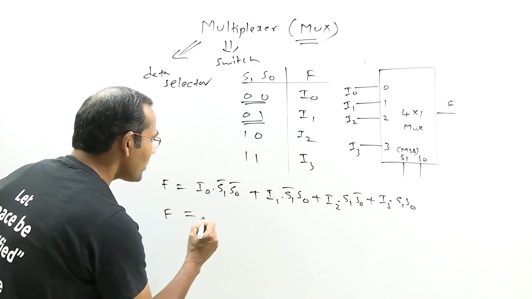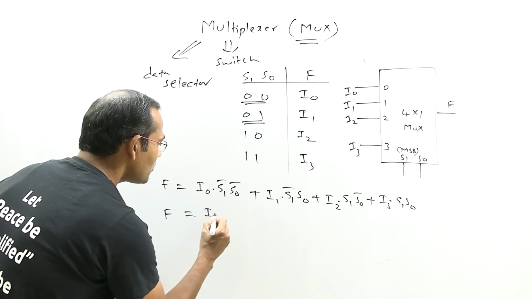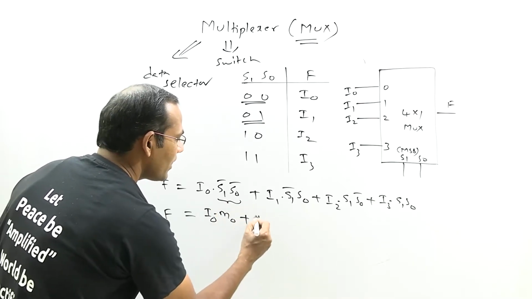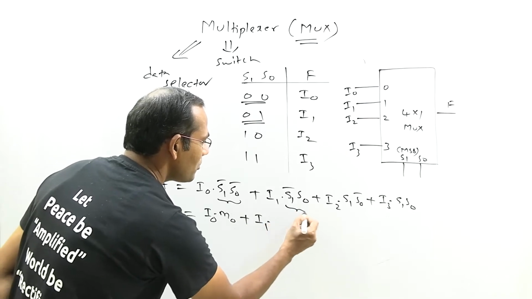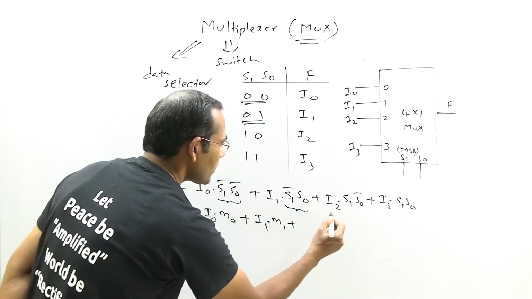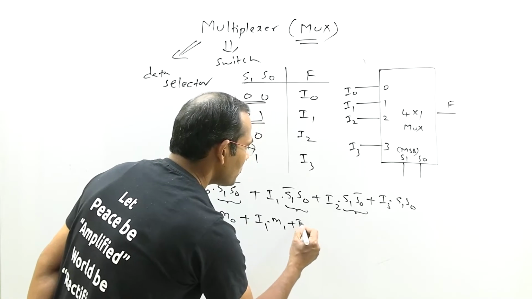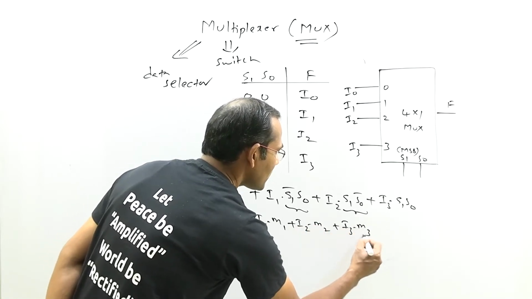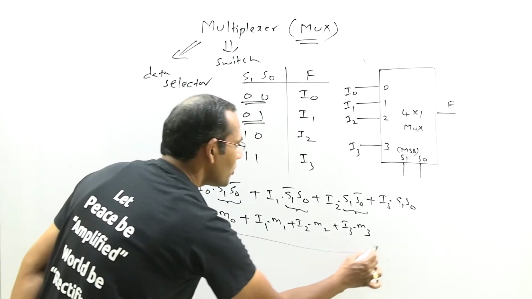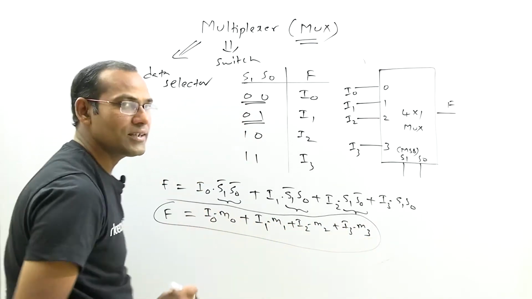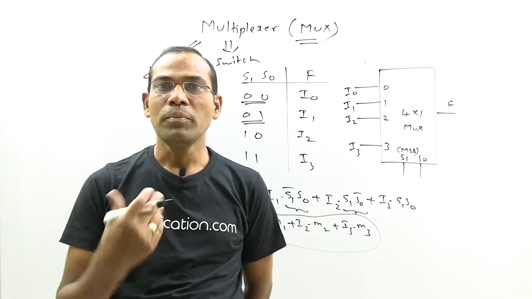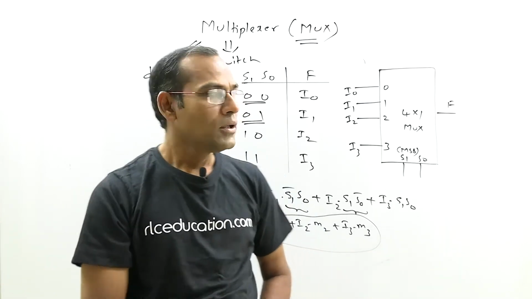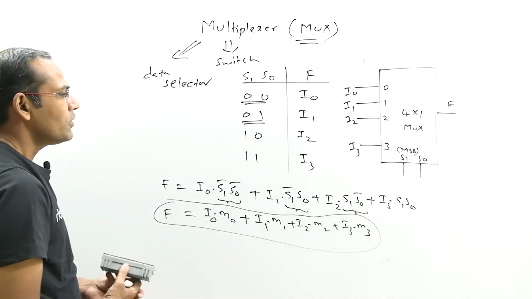In a simple manner you can think like this. This F is nothing but input 0 into minterm 0, input 1 into minterm 1, input 2 into minterm 2, input 3 into minterm 3. In a simple manner, we can think of the output like this. It is always input into minterm, and add those products. That's all.